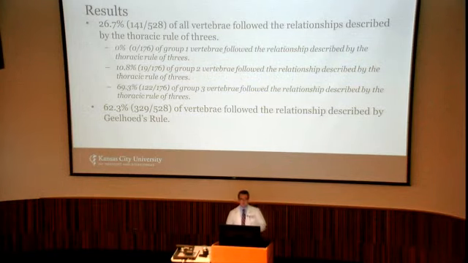The next thing we did when we analyzed our data was test all individual vertebrae for the relationship described either by the thoracic rule of threes or Gilhold's rule. So we saw that 26.7% of vertebrae follow the relationship described by the thoracic rule of threes. To break this down in each individual group, 0% of group 1 vertebrae follow the thoracic rule of threes, 10.8% of group 2 vertebrae follow the relationship described by the thoracic rule of threes, and 69.3% of group 3 vertebrae follow the thoracic rule of threes relationship.